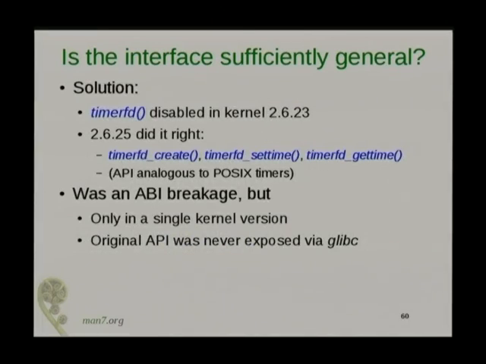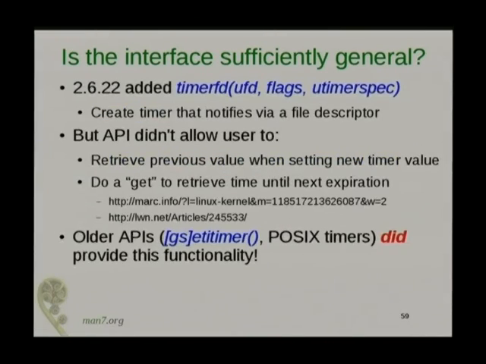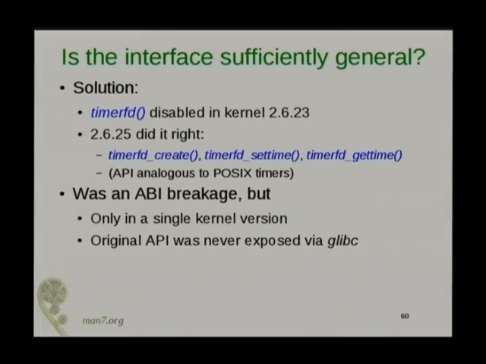A little bit of battling with the developer of that API meant we eventually fixed it. In this form, it did actually get released in the kernel in 2.6.22. But in 2.6.23, it was killed. And then by 2.6.25, it was done right. Three calls: one to create a timer, another one to set its current time and, at the same time, retrieve its previous timer value, and another one to say, give me the time remaining on this timer. Same sort of thing as POSIX timers.